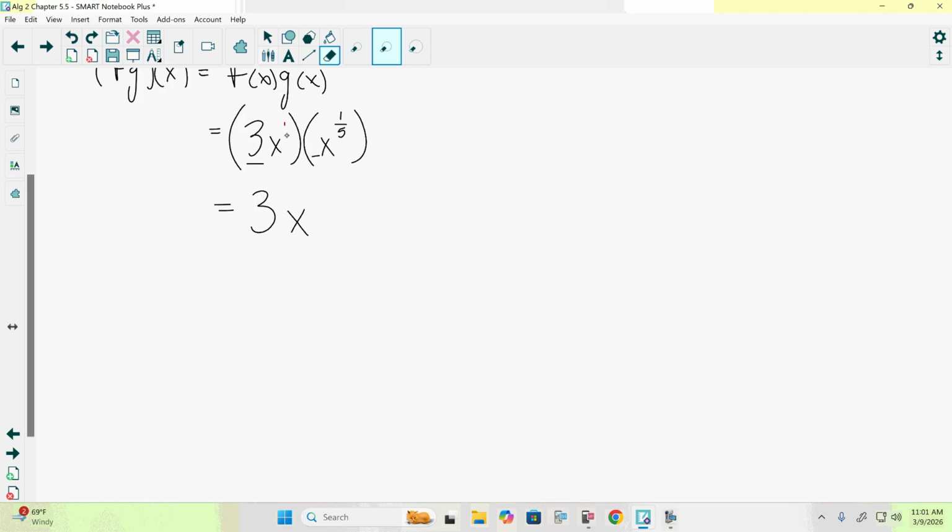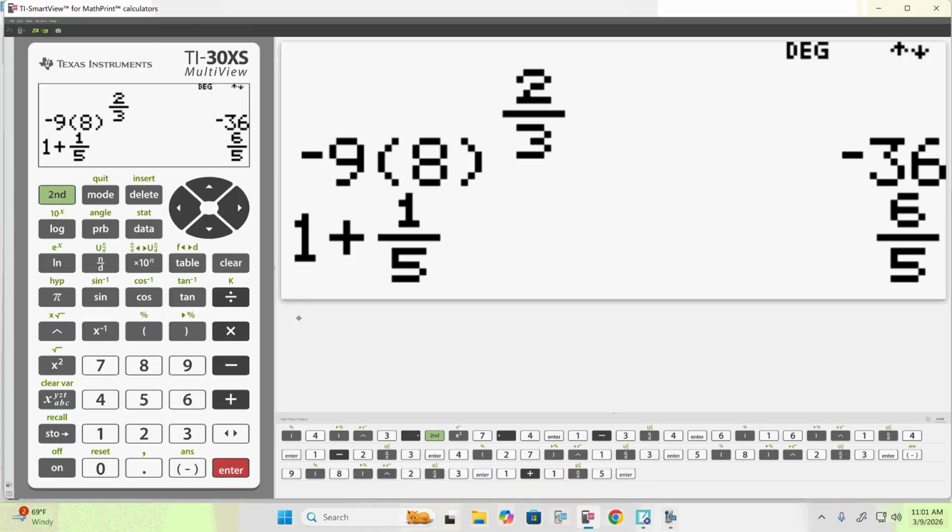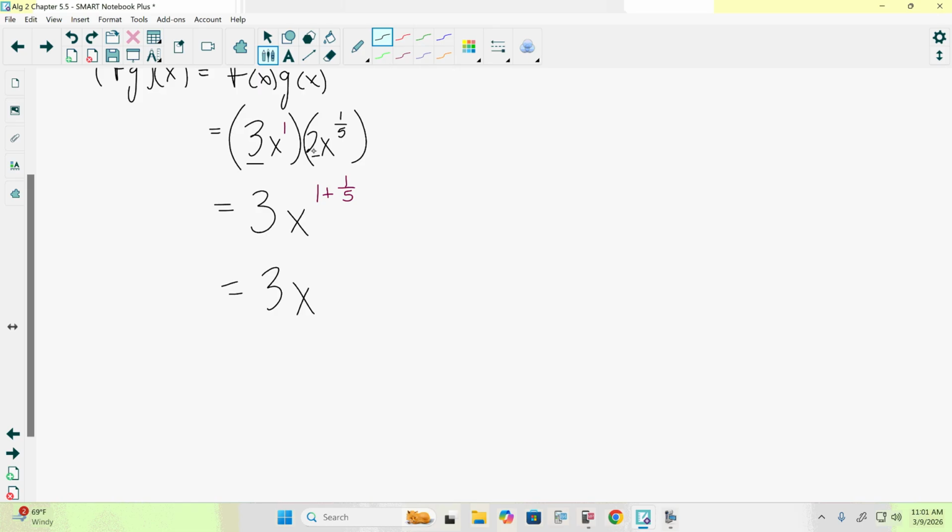So when we multiply like bases, we have to add the exponents. So we're doing 1 plus 1/5, because we multiply them, 6 times 3. Because when you multiply like bases, we add the exponents. You're adding those exponents together, because we have x to the first times x to the 1/5. They are like bases. We add those exponents together.